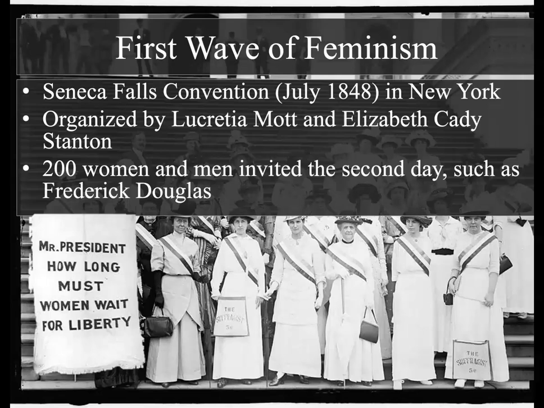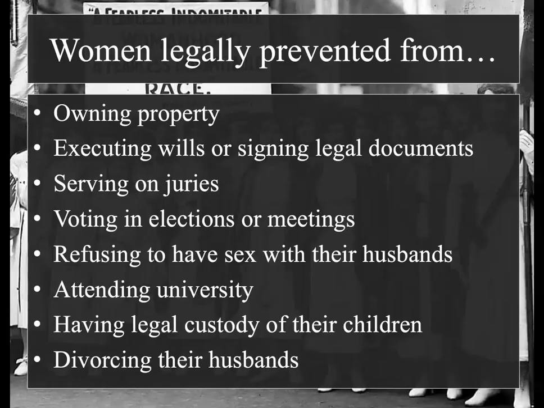and women's suffrage. Of course, remember, still at this point, that means white women, and usually middle-class white women, so fighting for the right to vote of a very small portion of women in general. But at this time, women were legally prevented from owning property, executing wills or signing legal documents, serving on juries, voting in elections or meetings, refusing to have sex with their husbands, attending university, having legal custody of their children, or divorcing their husbands.